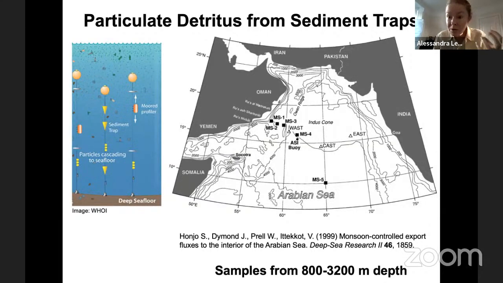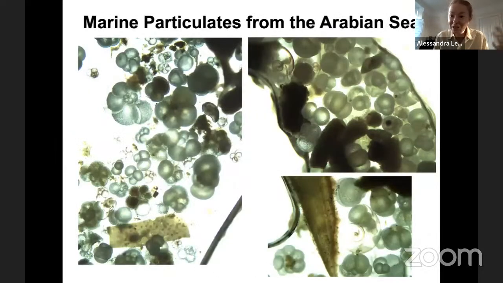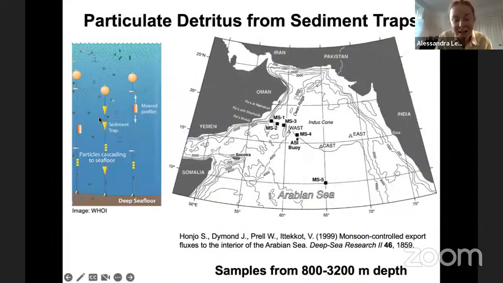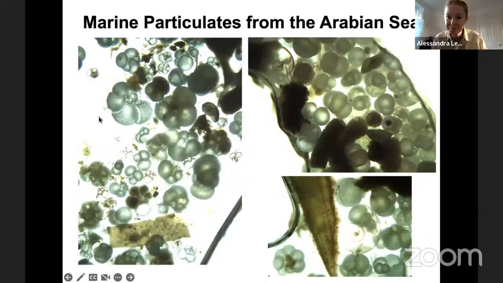And we can actually use synchrotron radiation to look at the composition of that material. Here I'm showing you some microscopic images. I'm sorry, I don't have a scale here of the material that was collected in these sediment traps, just to give you a very beautiful picture of it. We have a lot of different biological components. So you can see these, they look like miniature seashells.